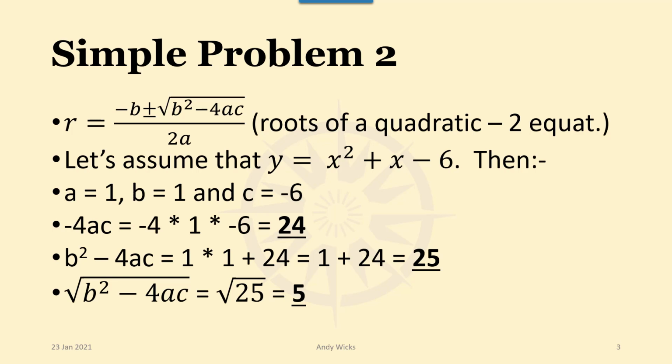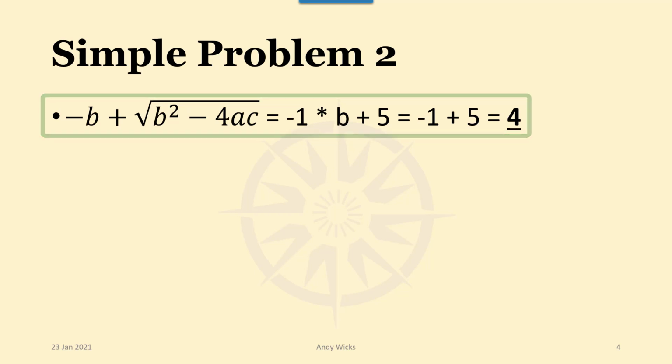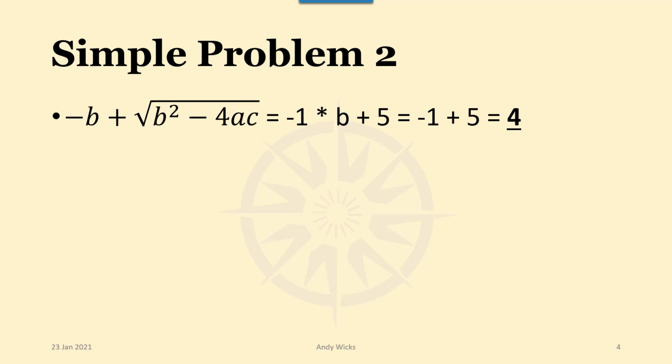What we're going to do is the plus bit first. So we're going to do minus b plus the square root of b squared minus 4ac. Well, to get the minus b, we just multiply b by minus 1. So minus 1 times b plus the 5 that we got in the previous step. And what we get is minus 1 plus 5 gives us an answer of 4. And now it's on to the final step.